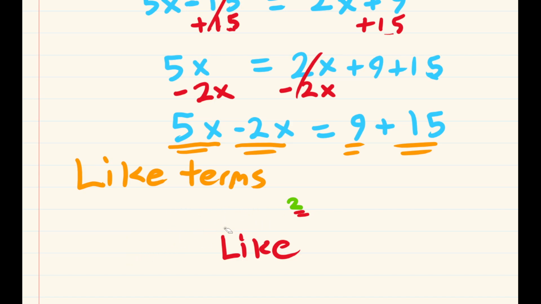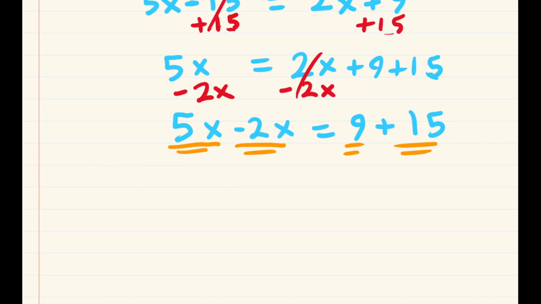And then similarly on the right side of the equal sign right here, the positive 9 and the positive 15, 9 plus 15, they're both like terms. They don't have a variable at all. They're just numbers. Therefore, they're like terms. And the reason why like terms are important is because they can be combined.